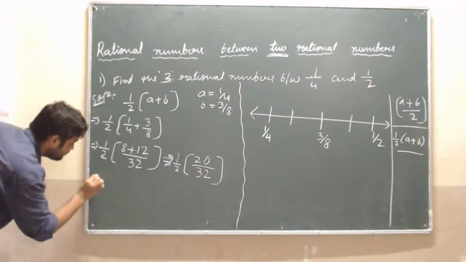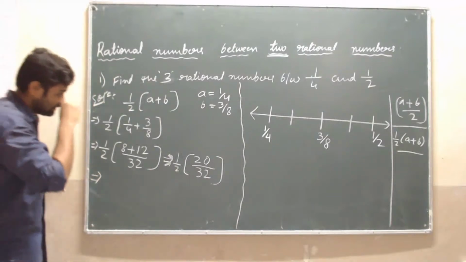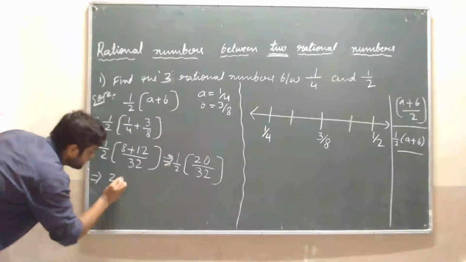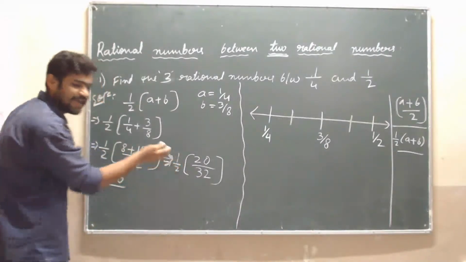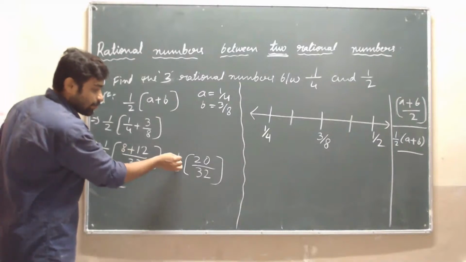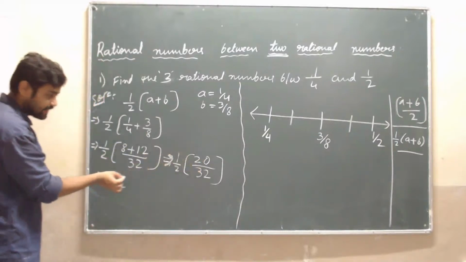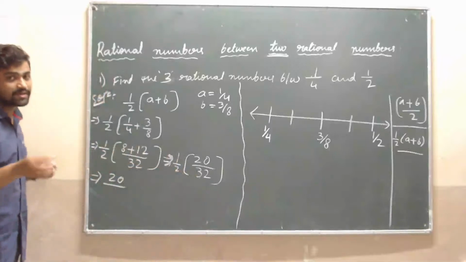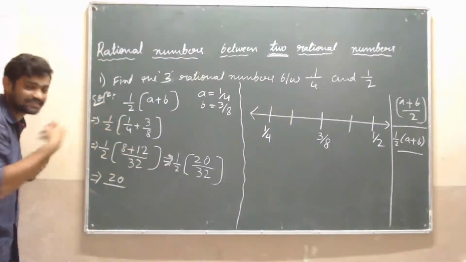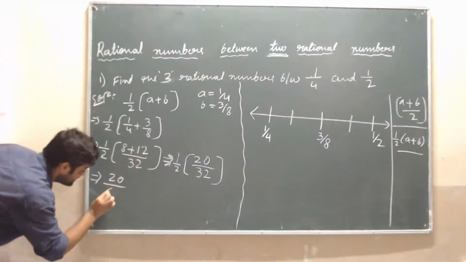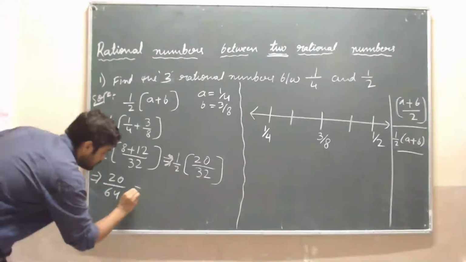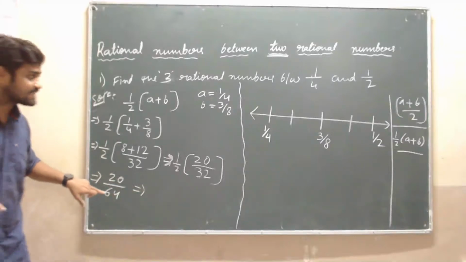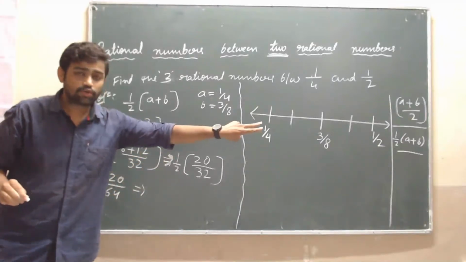The next step is 20 divided by, why? Because I am multiplying. 1 by 2 times 20 by 32: 1 twenty is 20, and 2 thirty-twos are 64. Isn't it? Yes. Whether 20 by 64 is the rational number between 1 by 4 and 1 by 2?